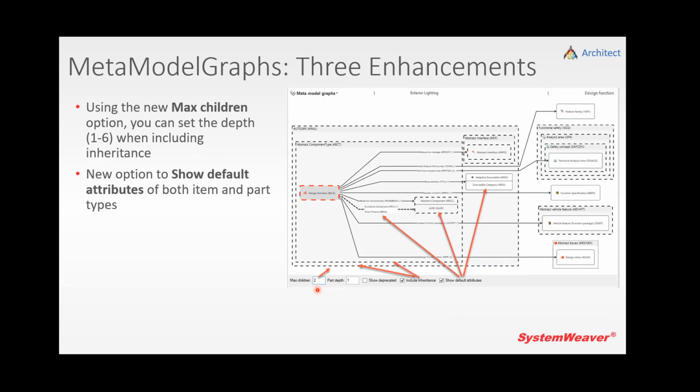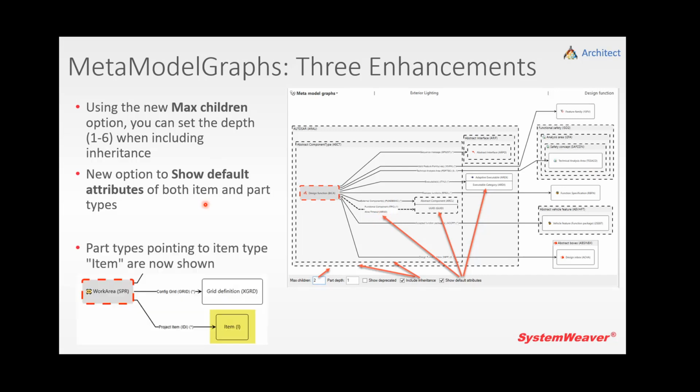And then there's another option here called show default attributes. And this applies to both item and part types. So if you click on show default attributes, you'll get the default attribute SID also in the view. I've got 3 examples. Here's an item attribute, default attribute, another one, and here's a part type functional component that has 1 default part attribute. And another enhancement we made is that part types pointing to the item type item in SystemWeaver are now shown.